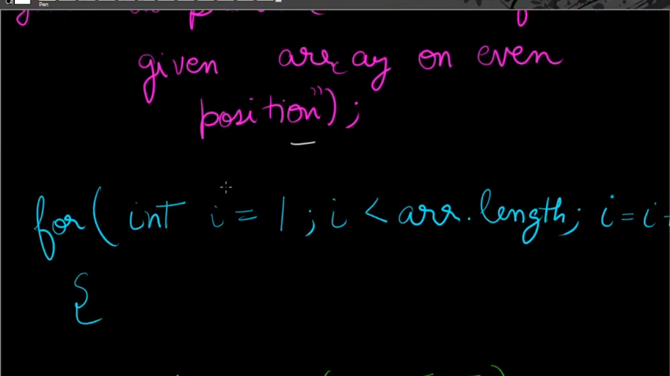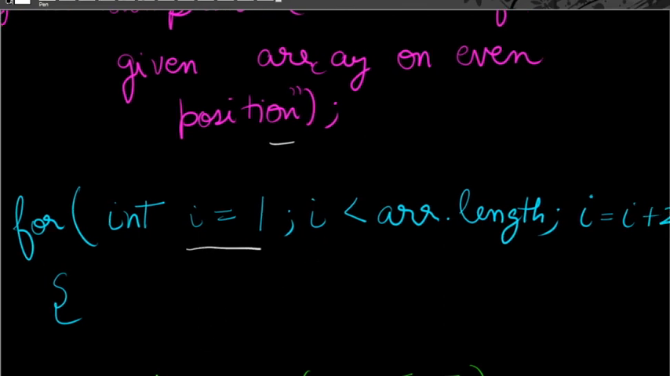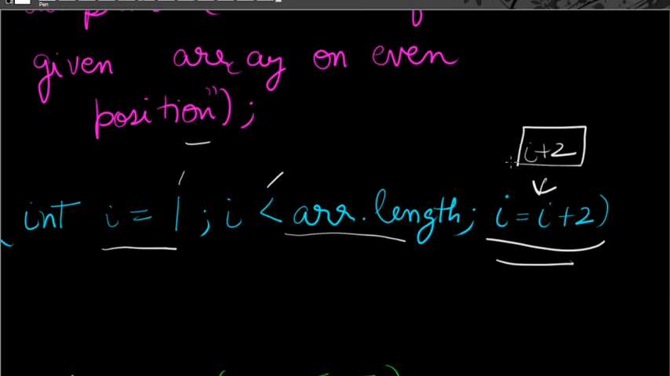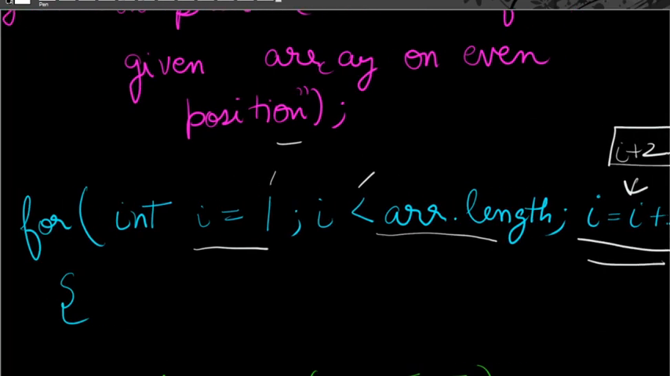So basically we will start from 1, then i less than ARR dot length. Length means how many elements are there. So basically there are 5 elements. i less than 5, that means it will start from 1 and go till 4. Then i is equal to i plus 2. Why have we taken i plus 2? Because we need to calculate the elements at the even position, okay.